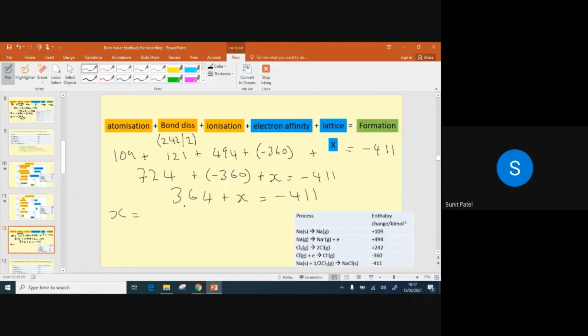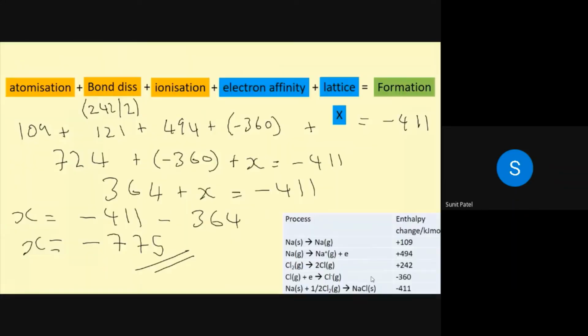Now we're going to leave X on itself over here. So remember, as before, we're going to transport, if you like, the 364 over to the other side. So we're going to leave the -411 where it is, because we're using the opposite operation here. It's minus that 364. X then is going to be equal to, well, let's get my calculator, let's do it the long way around, make sure that we are being consistent here. Put this into a calculator, then the total value is -775. That's your value for the lattice enthalpy of this. You know you'll be right, because of course, look out for that sign. Those values for lattice enthalpy are always negative, like the formation, always negative.